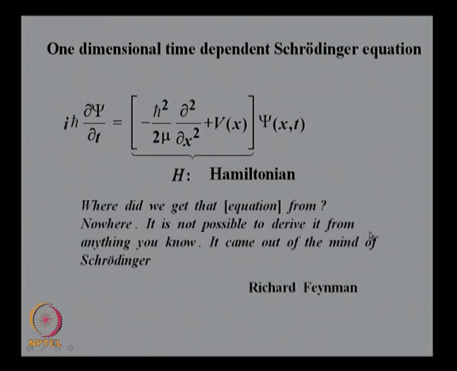Richard Feynman, as you all know, is one of the outstanding physicists of the 20th century. He writes, where did we get that equation from? And he says, nowhere. It is not possible to derive it from anything you know. It came out of the mind of Schrodinger. So I have given a very heuristic derivation which lacks rigor. Somehow, I have been able to reach the Schrodinger equation.